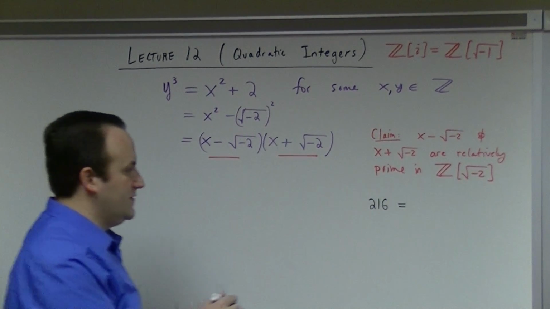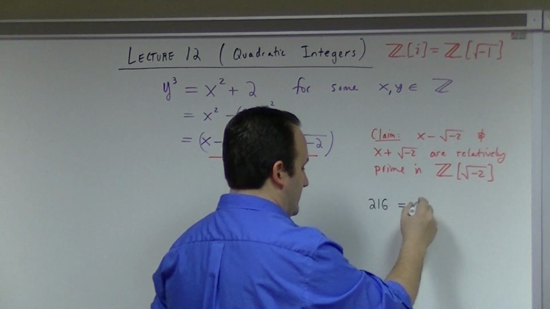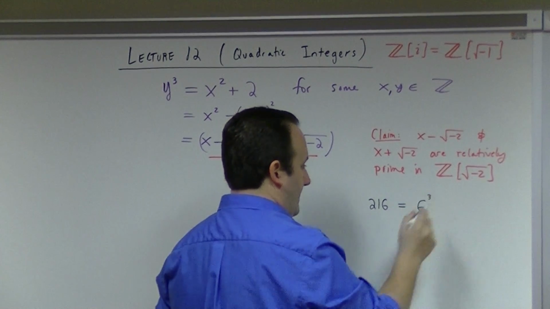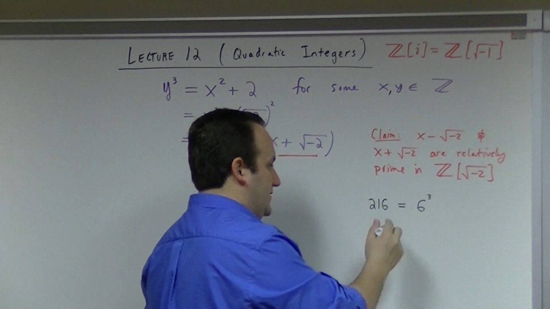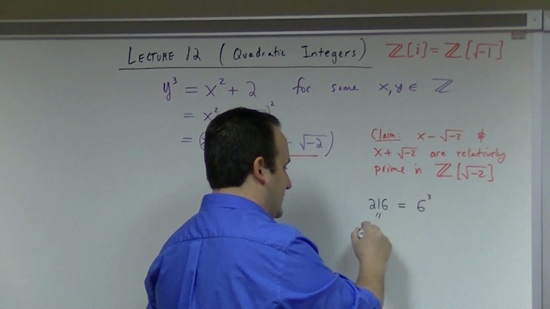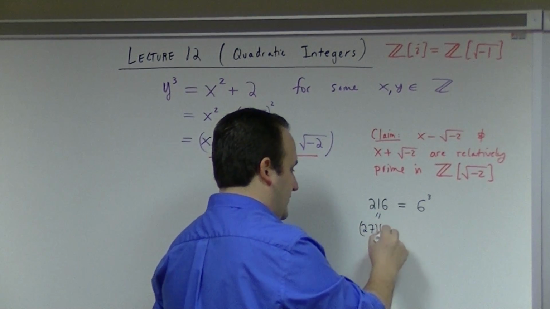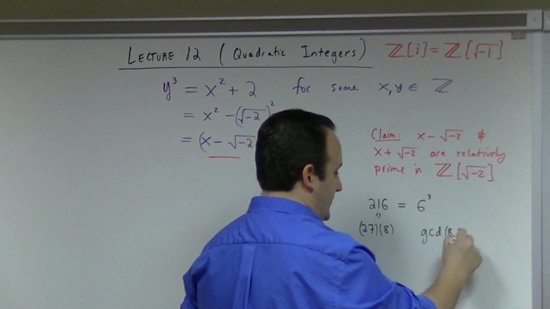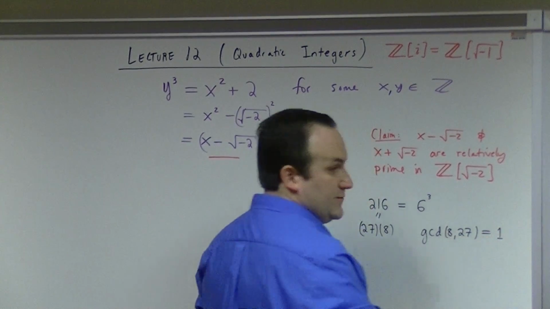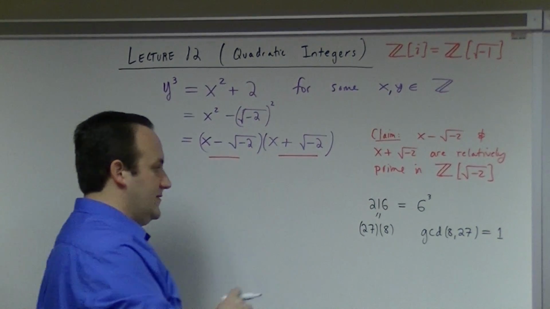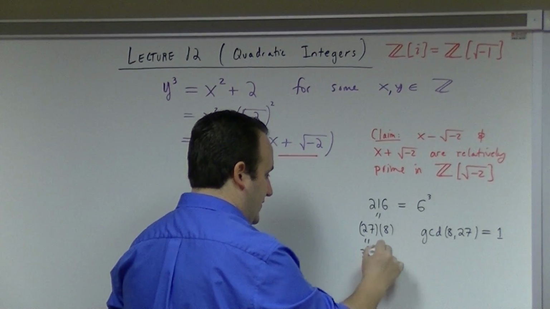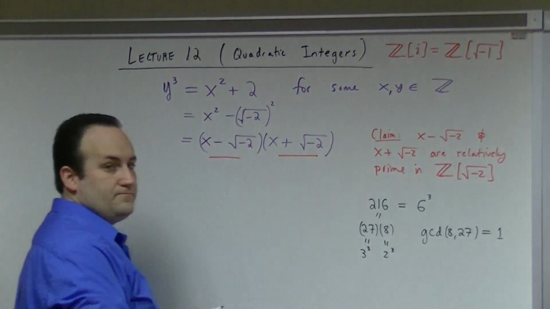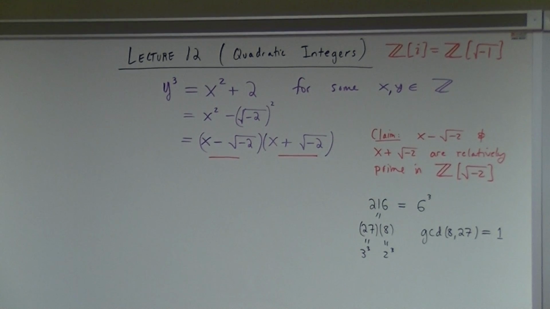This is 6 times 6 times 6, isn't it? But this is also equal to what? 27 times what? Times 8. You notice that the greatest common divisor of 8 and 27 is 1, right? They're relatively prime. And it's no accident that this is 3 cubed and this is 2 cubed. Now, if the things which are forming the cube are not relatively prime, there's really no assurance that it's going to work.